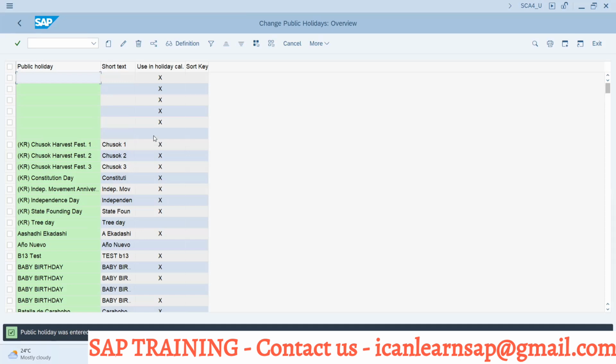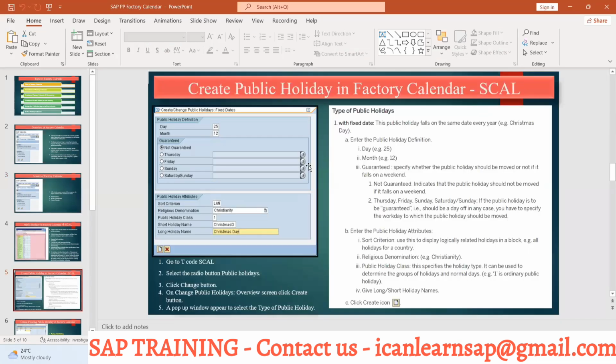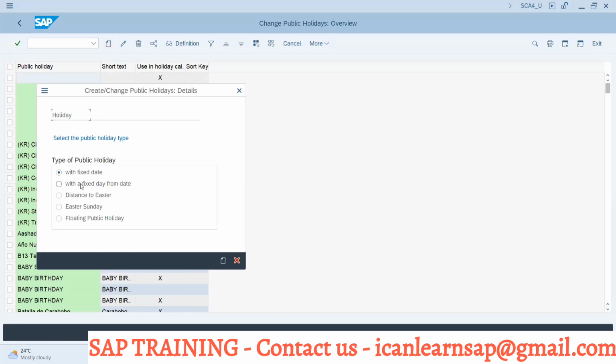Clear, team? What we are doing? We are creating a public holiday first. Everybody clear? We have created one holiday, 20th January as a public holiday. Now let us create one more. Now we are going for a floating public holiday. What is meant by floating public holiday?